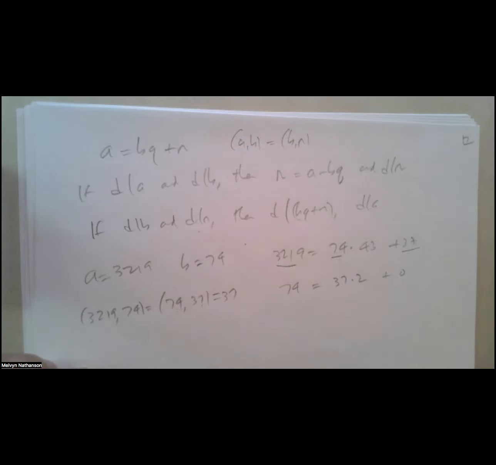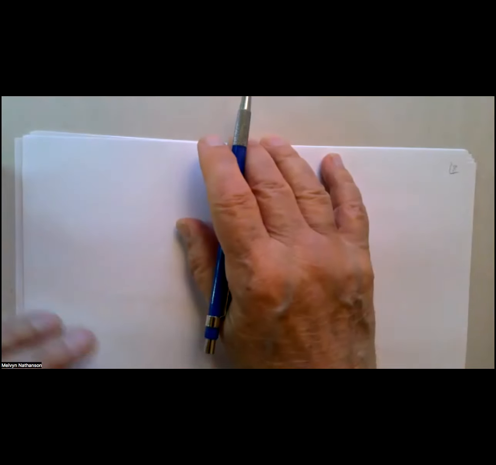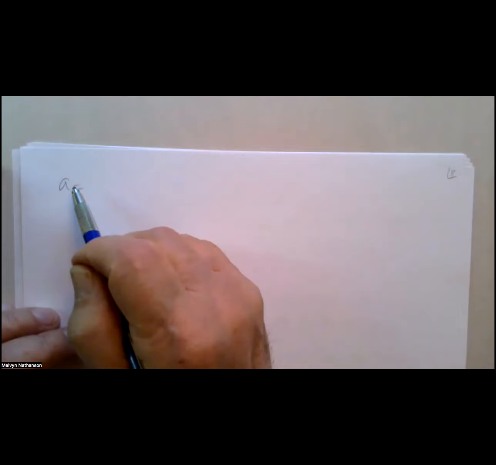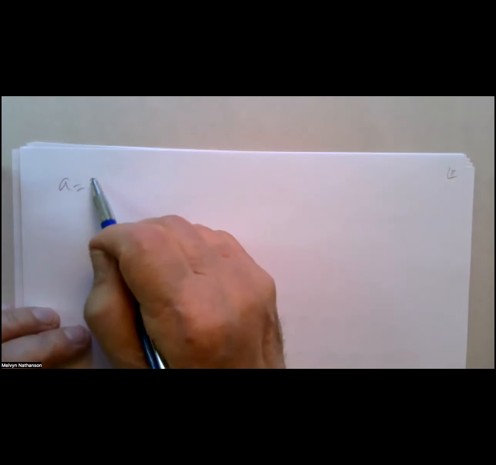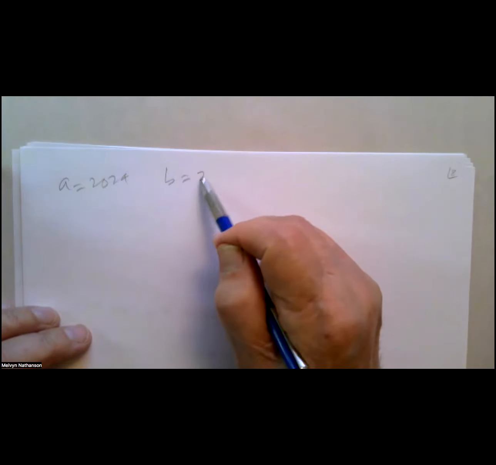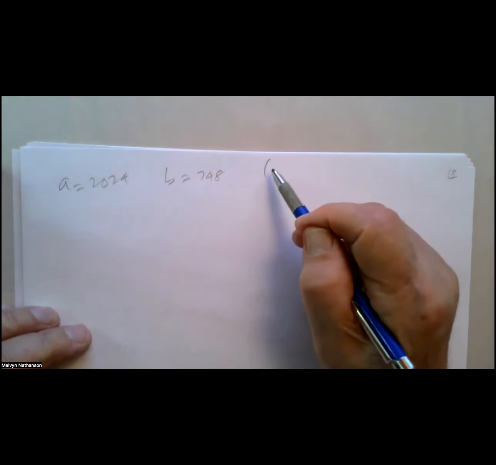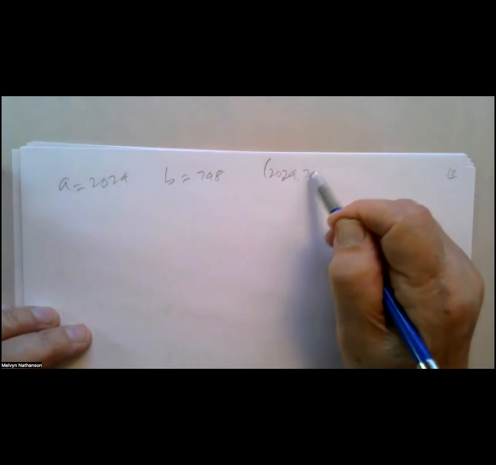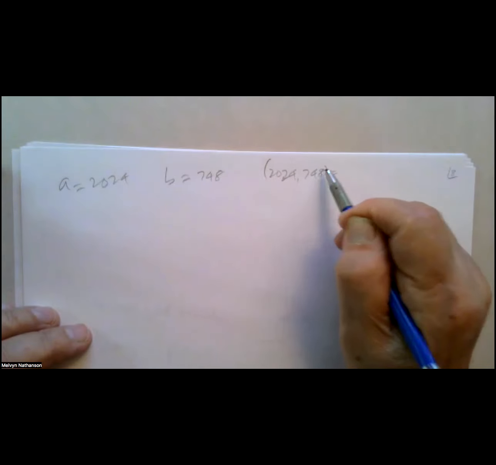Let's look at a more interesting example. I'll pick one that's in the text, so even if my writing is bad, you can follow along in the book. Suppose I take the numbers A equal to 2024 and B equal to 748. And I want to find the greatest common divisor of 2024 and 748. What is it going to be?